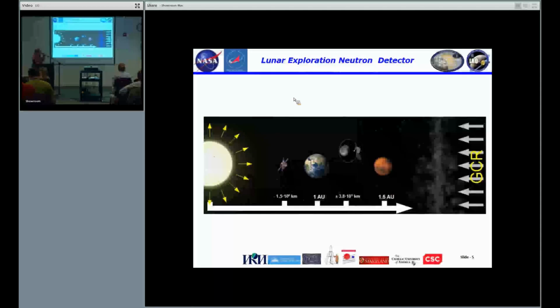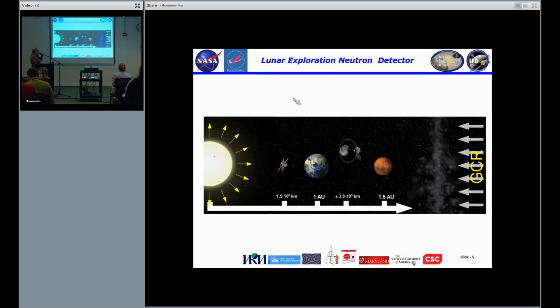Now, these are the instruments which we are using in our analysis. First, and this is our main instrument, is LAND, which is flying around the moon. It gives us neutrons in different energy ranges, and it gives us charged particles. Now this is the Earth, and we're looking at the neutrons measured at the surface of Earth. In fact, we're looking at data from McMurdo station.